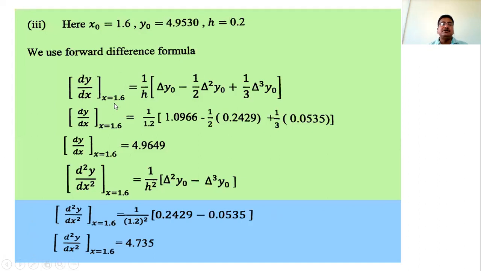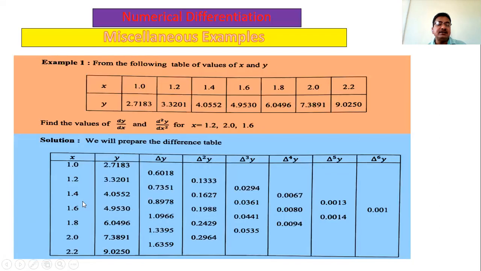And what is the forward difference formula? dy by dx is equal to 1 by h [delta y naught minus 1/2 delta square y naught plus 1 by 3 delta cube y naught], and all the remaining terms. But no need to write the remaining terms, because now we consider this 1.6 as x naught. Now we consider this 1.6 as the first point of this table. That is, consider this 1.6 as x naught. Then this 4.9530 becomes y naught. This point becomes y naught, and this becomes delta y naught.